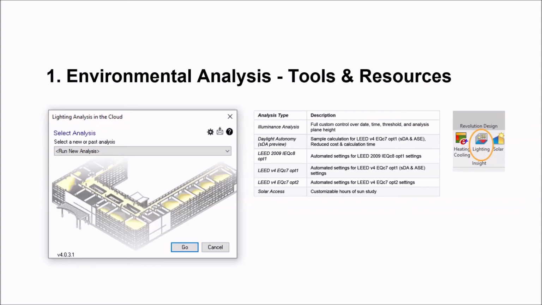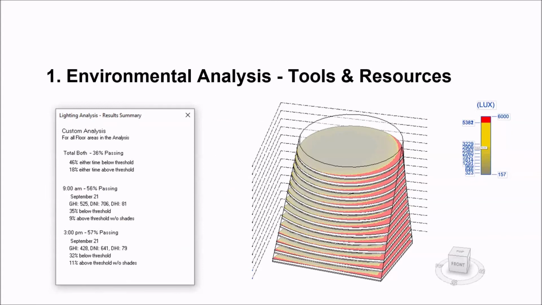Coming back to our Revit model, the first thing we might be interested in doing is a lighting analysis. There are a number of different types that we can run, from a custom luminance analysis to specific credits you might need to provide documentation for if you're pursuing LEED or WELL certifications for your project. Once you've set that up and click Go, you might wind up with something that looks like the image on the right.